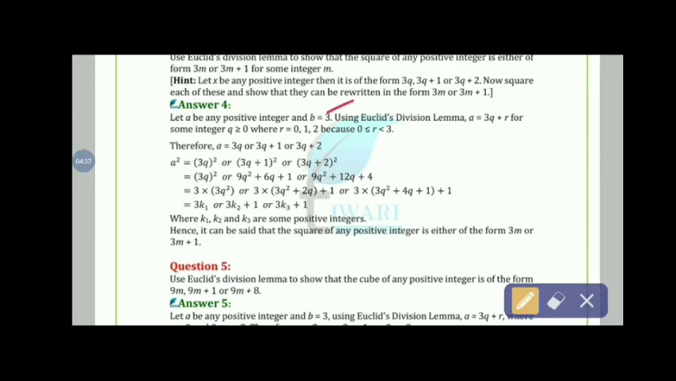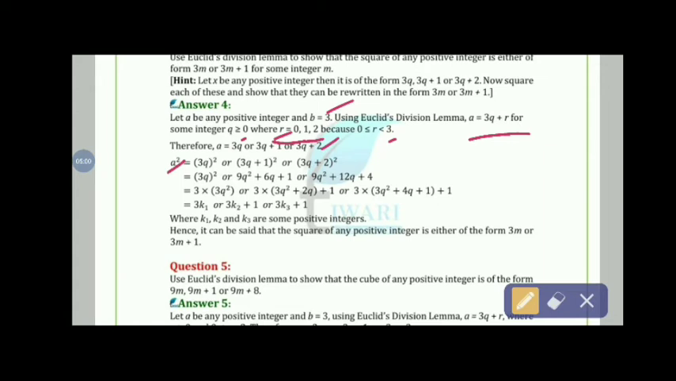So using Euclid's division lemma, we have a is equal to 3q plus r. It means that r equals 0, 1, 2. So q is greater than or equal to 0 and r is greater than or equal to 0 but less than 3. So a is equal to 3q, or 3q plus 1, or 3q plus 2, because we are putting r is equal to 0, 1 and 2.